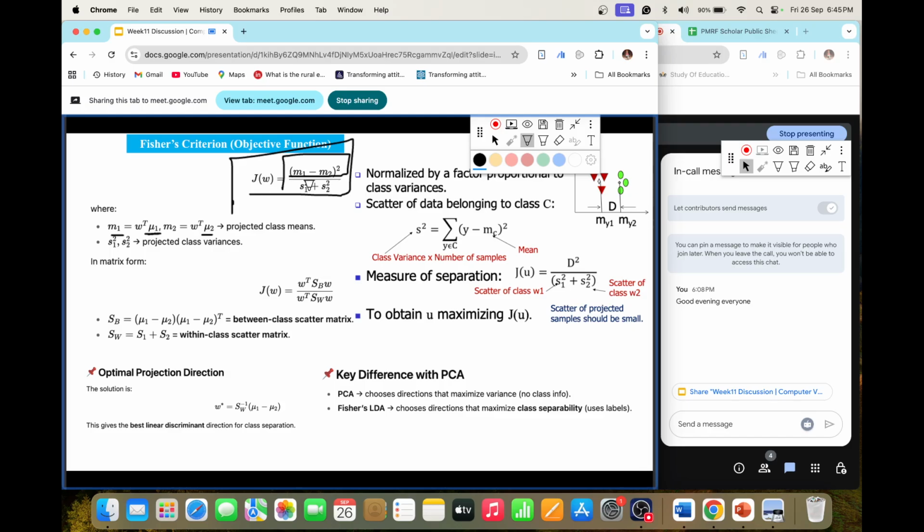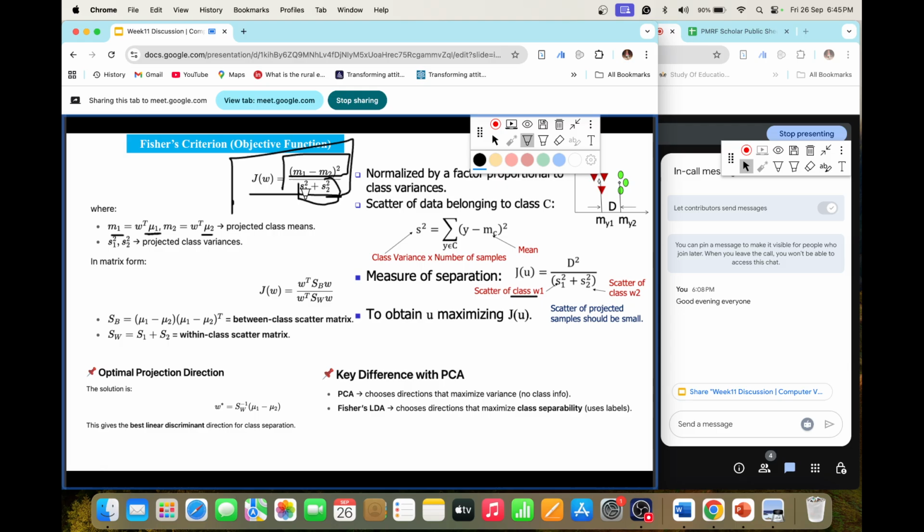This is simply the mean, multiplied by the projection axis. You can just ignore that and simply think of it as the mean of the first class and the mean of the second class. So in the numerator, (m1 minus m2) whole square is nothing but the separation between the two classes, that is, the variance between classes. In the denominator, s1 square is the scatter of class w1, and s2 square is the scatter of class w2.